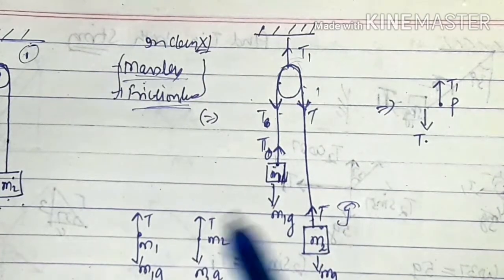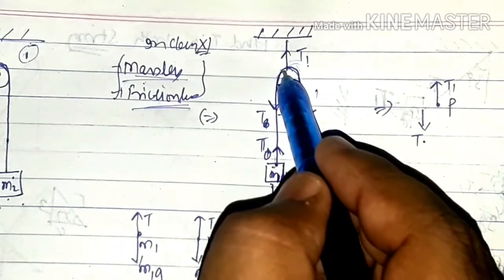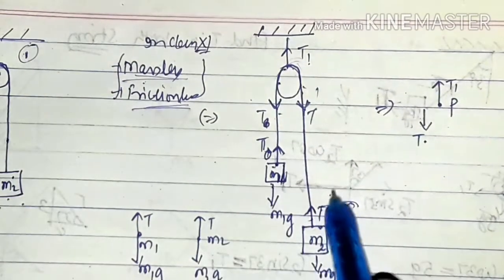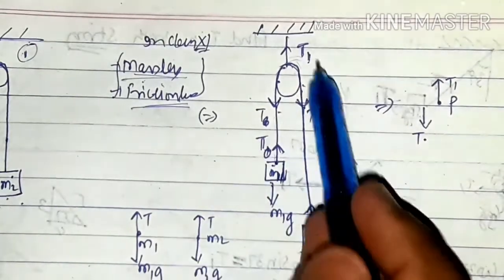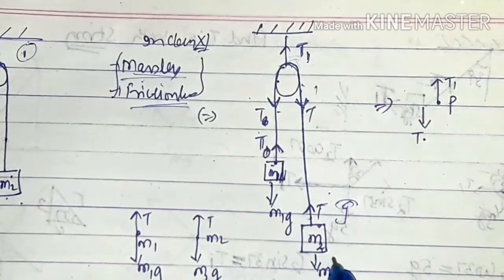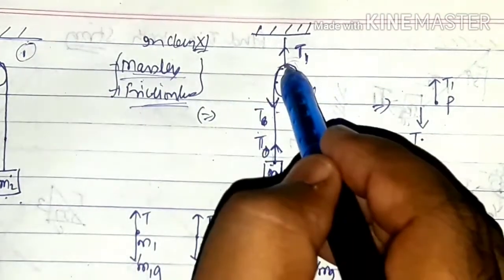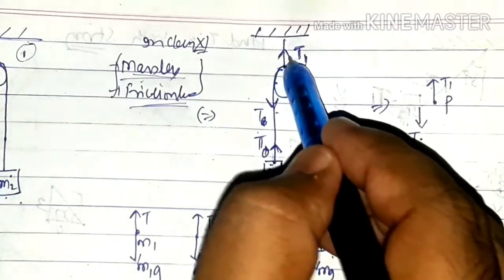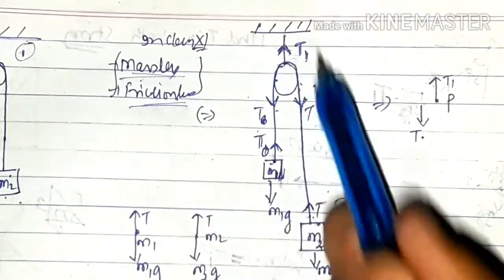And here, can you write the same tension T? No. Here the tension is different, so let's write it as T1. Here tension T1, here T, and here M1 and here M2. So now we have drawn the tensions. Again, this is the rigid support, and the tension there will be T1. Open the umbrella like this, it is T1.